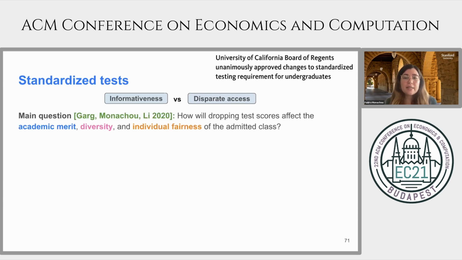The use of standardized tests in admissions is an old and difficult debate. On the one hand, we have people who say that dropping test scores might lead to a statistical discrimination type of effect, like what we have seen. But on the other hand, there are certain access barriers for students that we can't ignore. These barriers come in terms of access to the test and other things. So these two factors essentially create a trade-off between informativeness and access to the test, and lead to the main question of the paper, which is how dropping test scores will affect academic merit, diversity, and individual fairness of the admitted class.